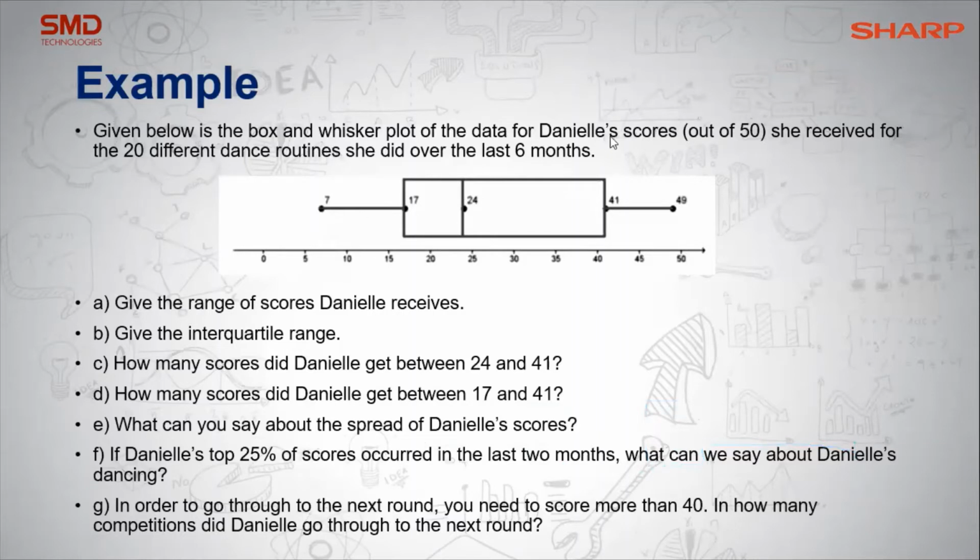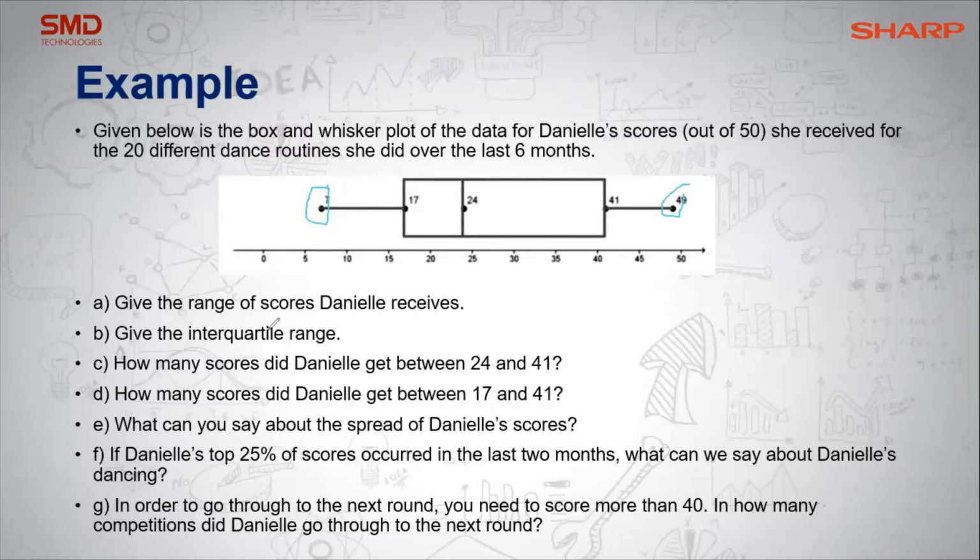Right. Okay, so here's an example where we've been given the box and whisker plot. For Danielle's scores, out of 50, she received 20 different dance routines she did over the last 6 months. So give the range of Danielle's scores. So here our range is from our minimum to our maximum. So it's 49 to 7. So we're going to say 49 minus 7 is 42.